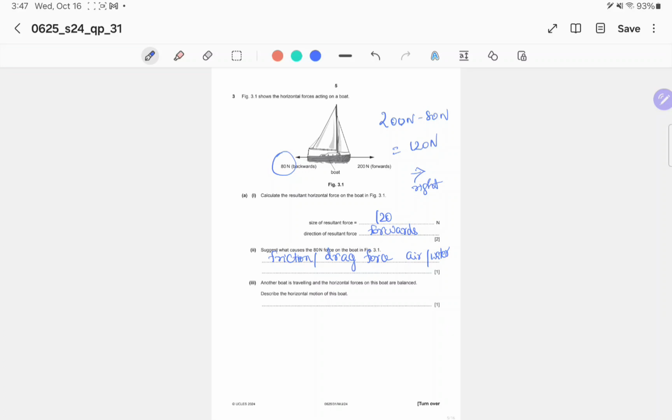Another boat is traveling, and the horizontal forces on the boat are balanced. Describe the horizontal motion of the boat. So what is the horizontal motion? It's the result of a tendency of any object to persist the motion at a constant velocity. It's a steady, uniform velocity. Simple words: I'll write simply steady, constant or uniform velocity. This is the simple way to explain it.